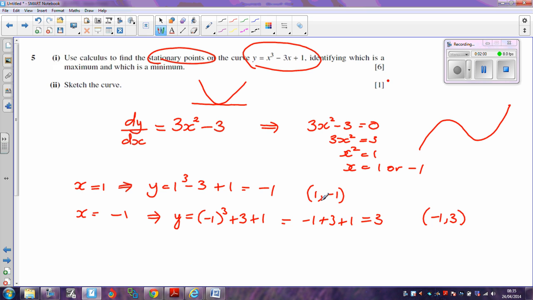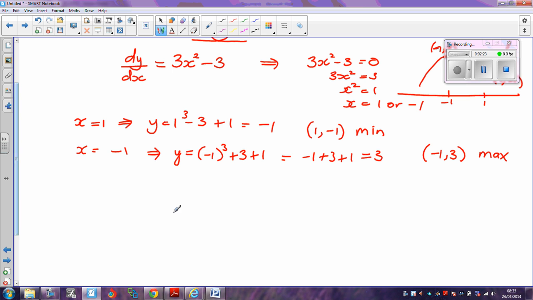Logic tells us 1, minus 1 and minus 1, 3. This point here, because minus 1 is further left than 1 on the x-axis, this point here must be minus 1, 3, and this one here must be 1, minus 1, which means that 1, minus 1 is the minimum, and minus 1, 3 is the maximum. Okay, so you could use the graph.